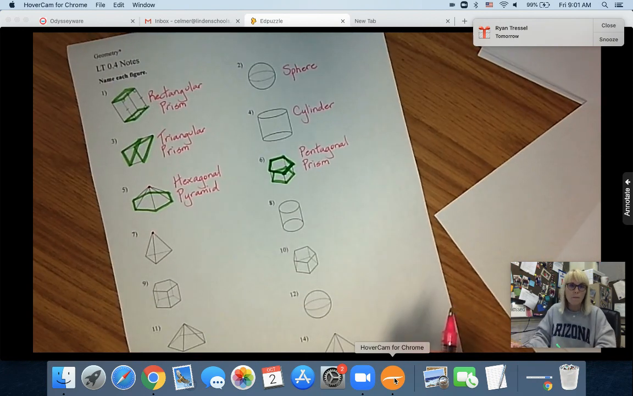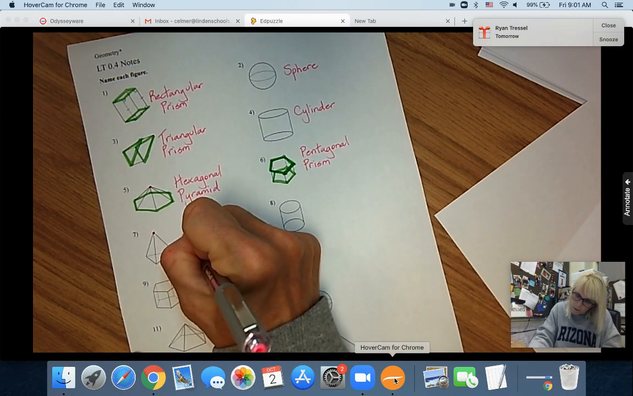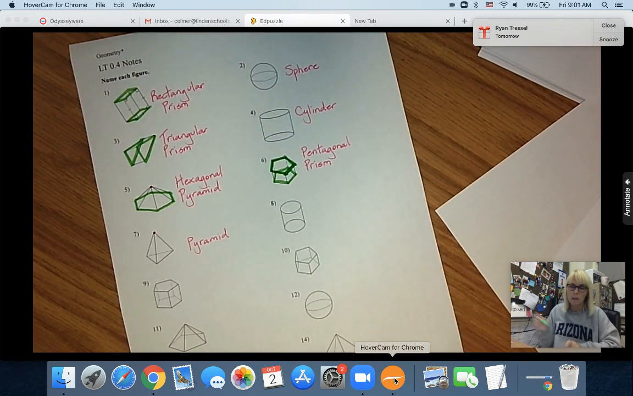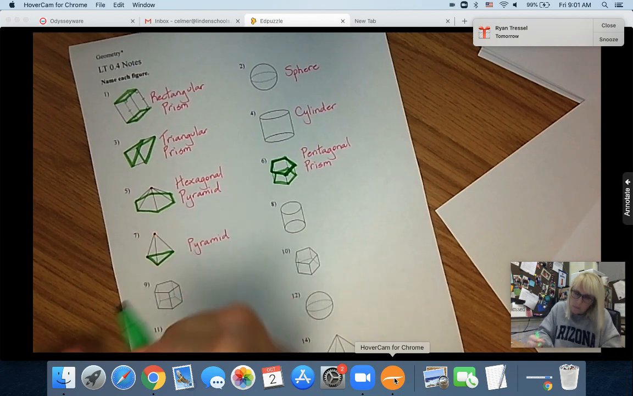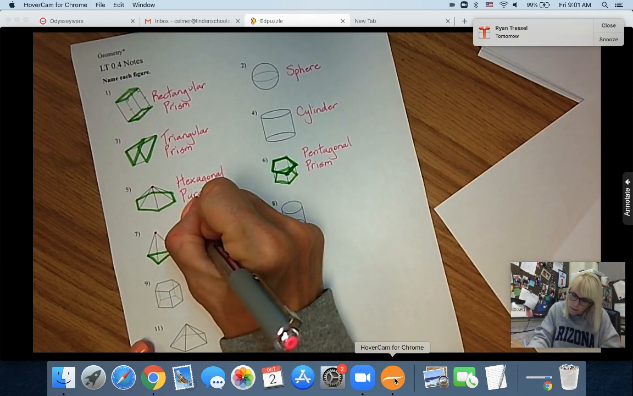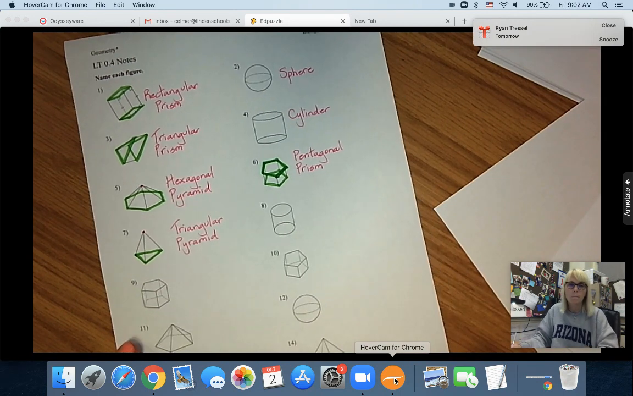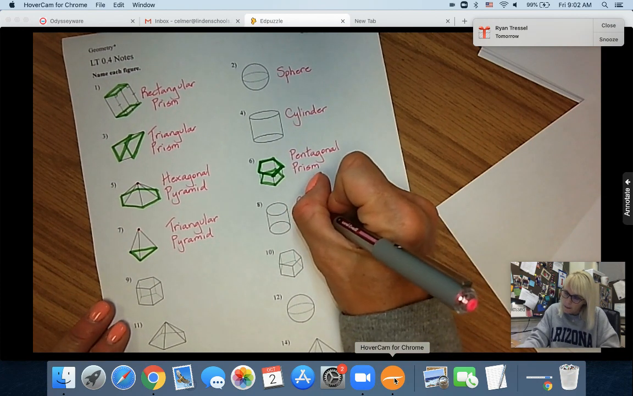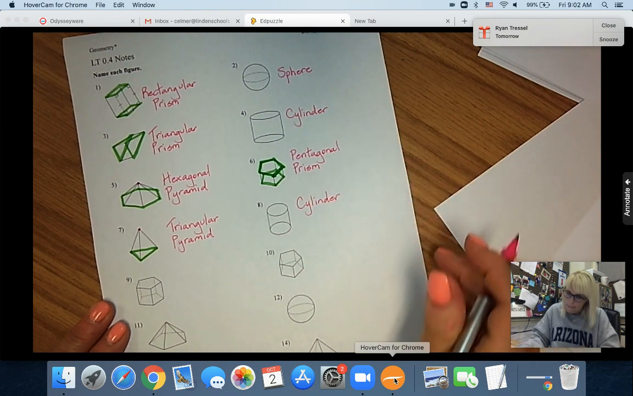All right, number 7 we said was a pyramid. So you can go ahead and write down the word pyramid if you want, or you can wait to figure out the base. The base is right below the tip of the pyramid, right? And what's the shape of the base? Well, the shape of the base is a triangle. So this is a triangular pyramid. Number 8, we already did one like this. This is a non-polyhedron, and we call it a cylinder. Okay?